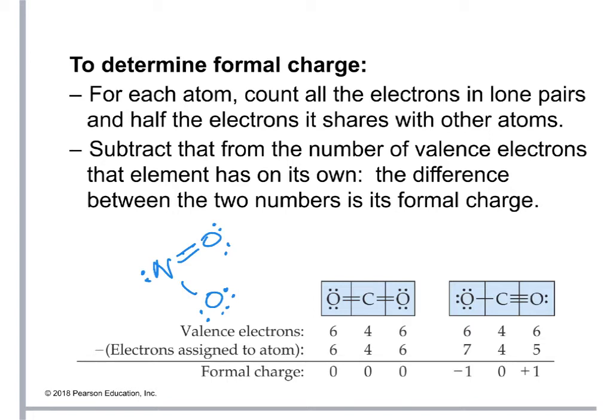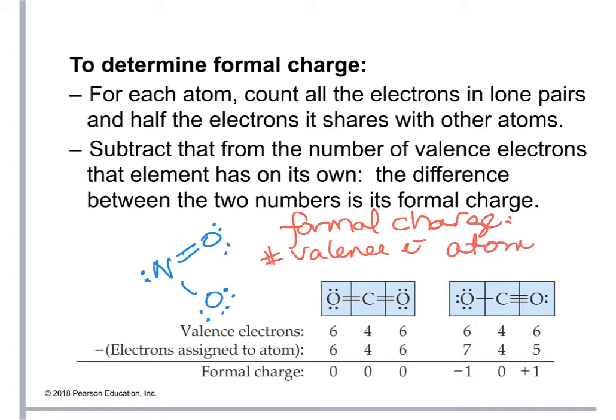So formal charge is basically the number of valence electrons that an atom has on its own, okay? The number of valence electrons an atom has when it's on its own, so that's just from the periodic table.